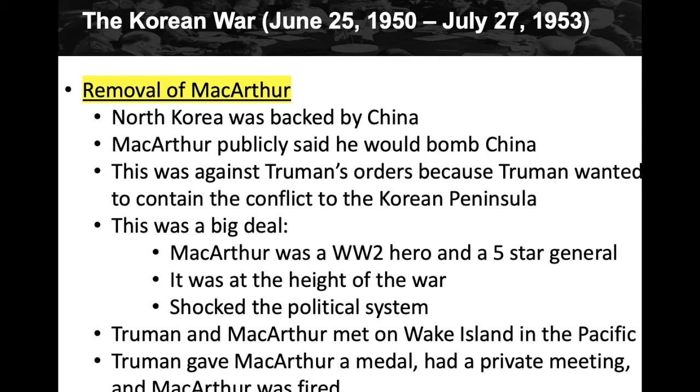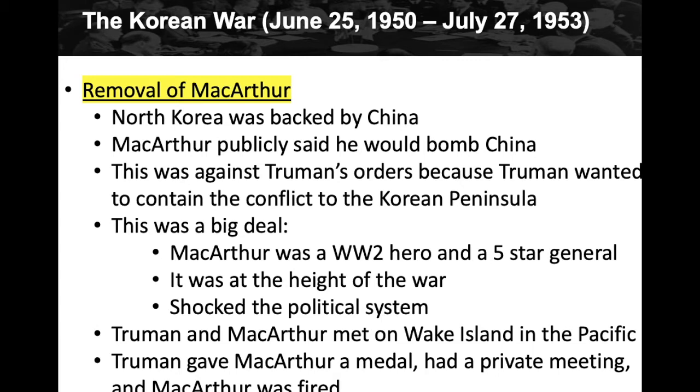So, I mean, he is like the cream of the crop. And now he's got this big conflict with the president. Another reason it's a big deal is that it was at the height of the war. You don't want to change your general out at the very height of a war. And that's what was going to happen. It really shocked the political system, because basically the world didn't think that Truman was able to do it. They didn't think that the president could just get rid of a general. And the American people didn't really think that Truman had the nerve to get rid of MacArthur. But that's exactly what he did.